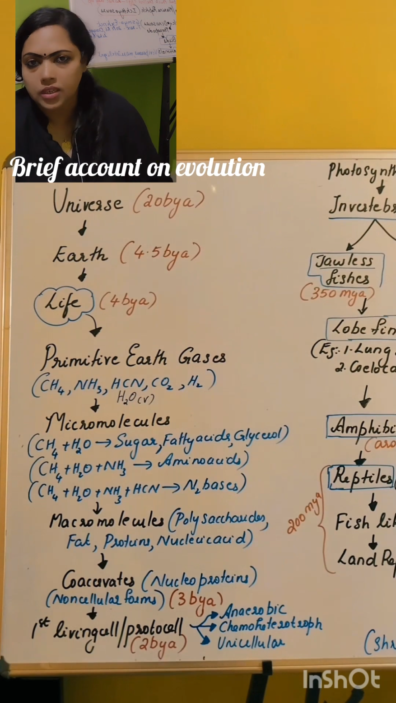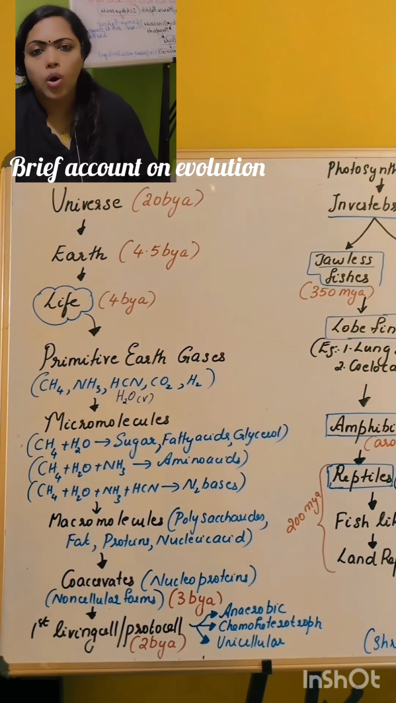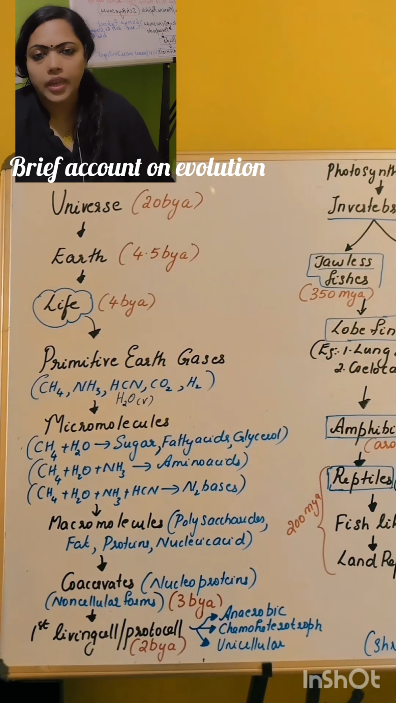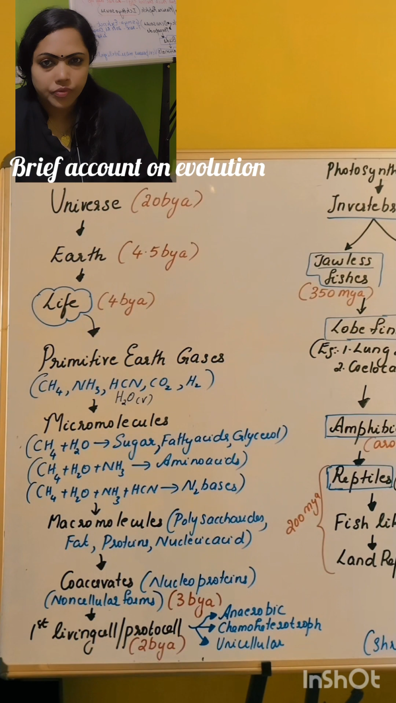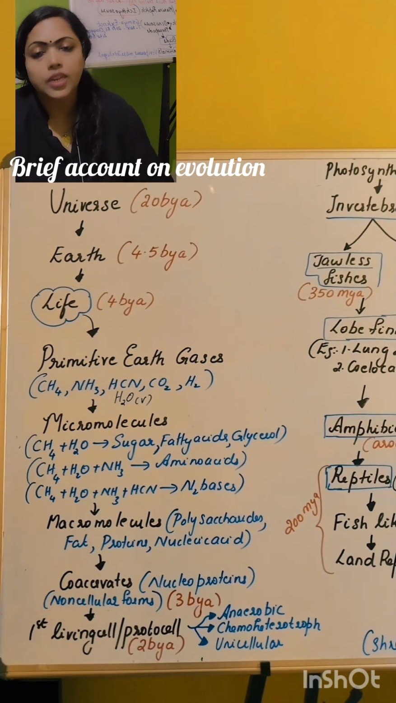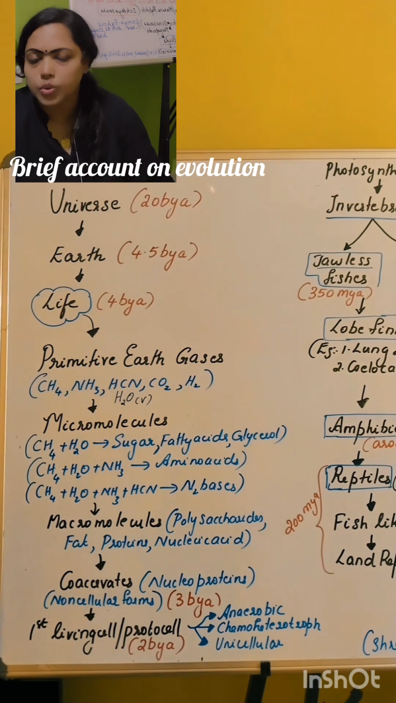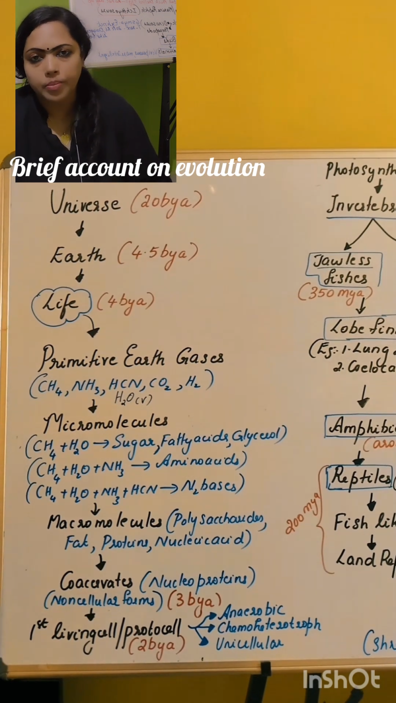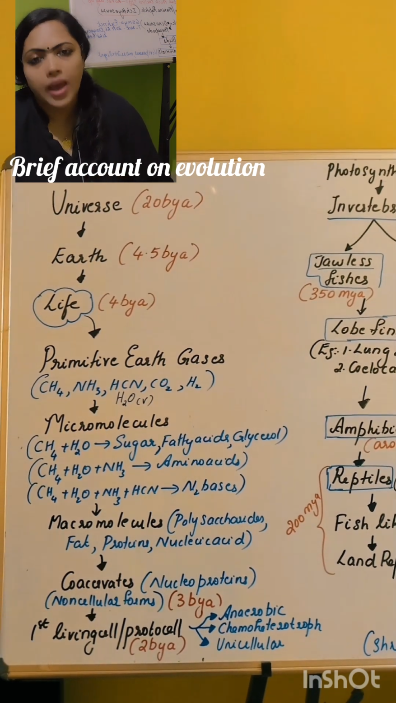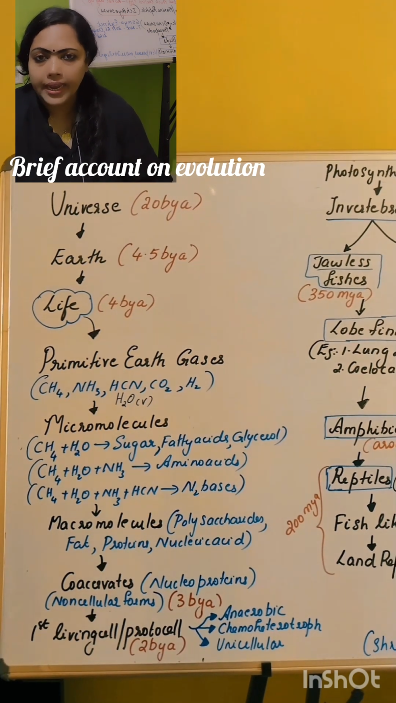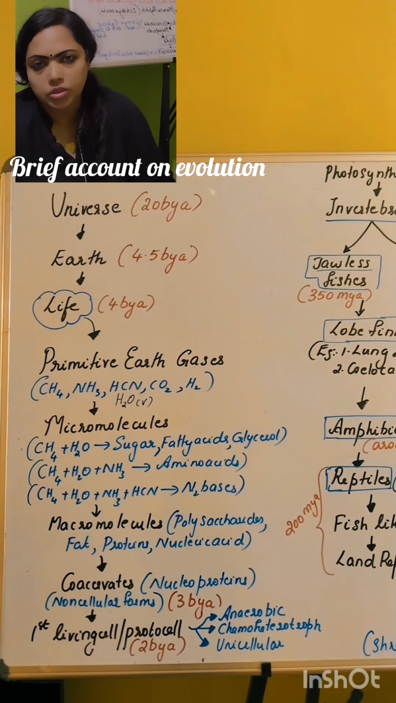Then these micromolecules united to form macromolecules. For example, the sugars, that is the monosaccharides, united to form what? Polysaccharides. Then fatty acids and glycerol united to form fat or lipid. Then the formation of nucleic acid by the aggregation of nitrogen bases and sugars. And then how are the proteins forming? The proteins are formed by the union of amino acids. Clear? So the micromolecules aggregated to form the macromolecules.